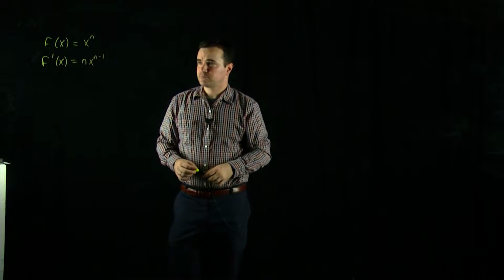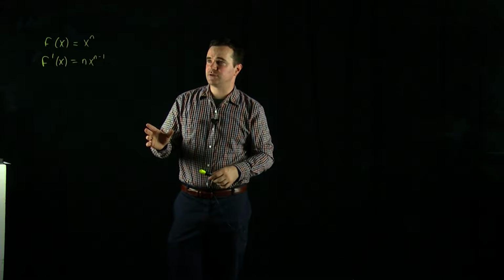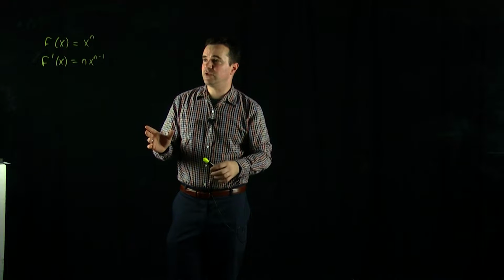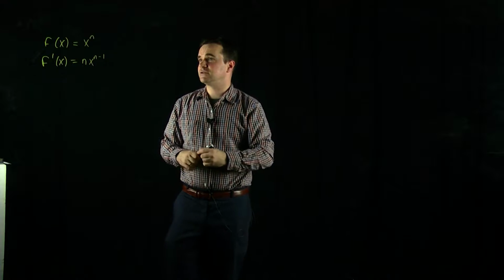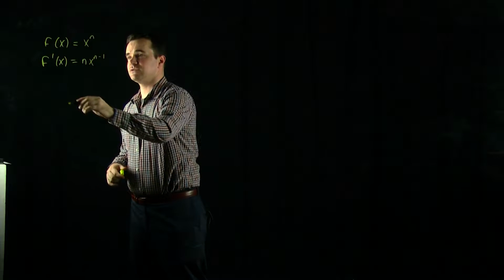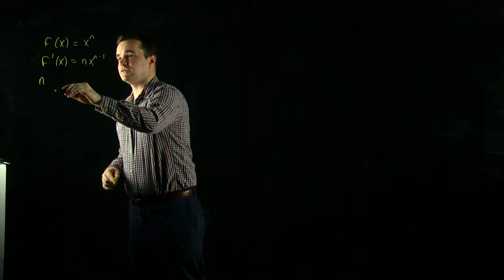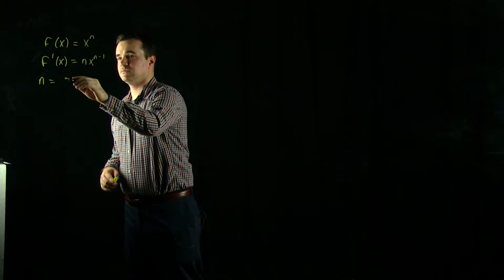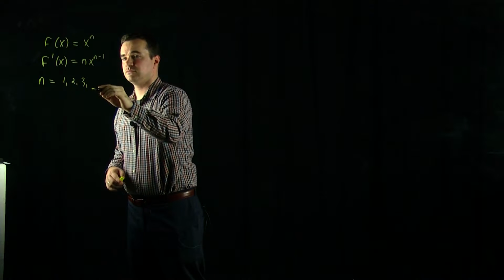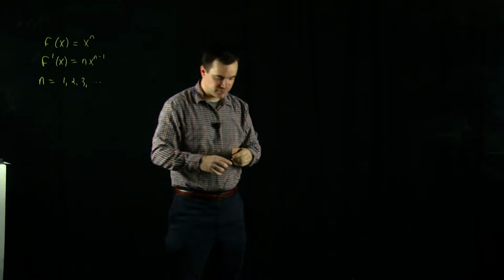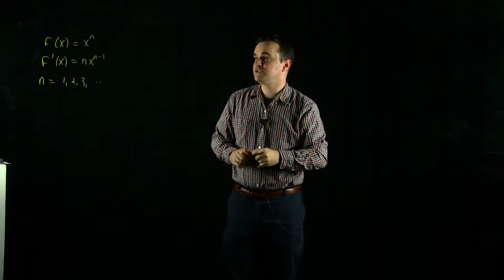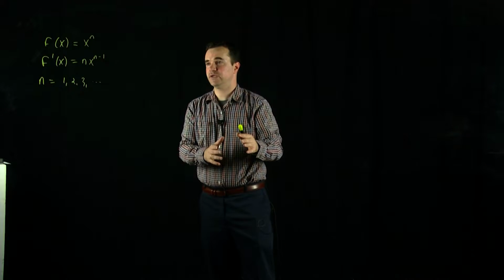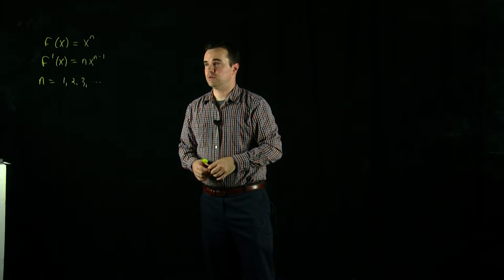However, for the purposes of showing you what's going on, what I'm going to do for you today is to do this in the special case that n is a whole number. So it could be 1, 2, 3, so on and so forth. And once you have this, it's not too much trouble to go on and do it for all exponents.